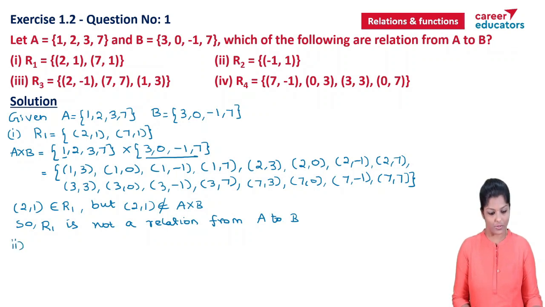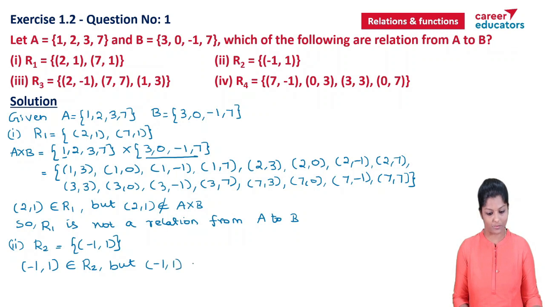Next, in second subdivision, R2 is given as {(minus 1, 1)}. Here, (minus 1, 1) belongs to R2 but (minus 1, 1) does not belong to A cross B. So, R2 is not a relation from A to B.